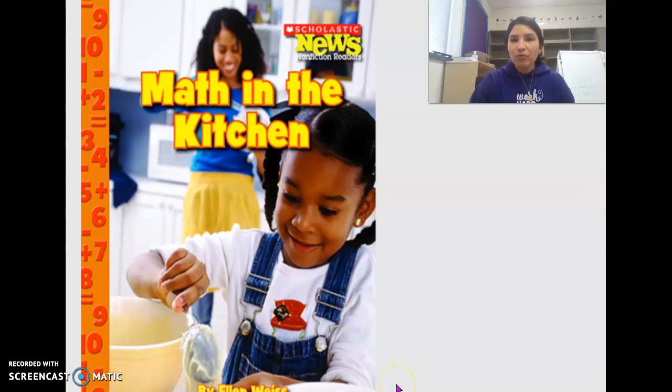For today's read aloud, we will be reading Math in the Kitchen. This is a Scholastic News nonfiction reader. So, before we begin reading, go ahead and make a prediction on what you think is going to happen in this story. Use the cover and the title to make your prediction.